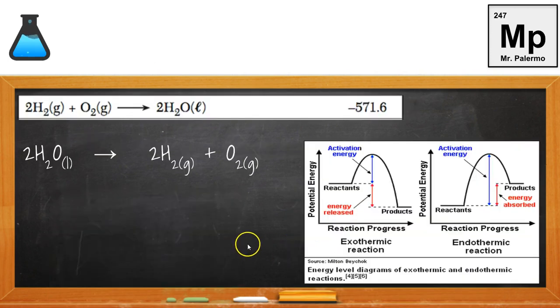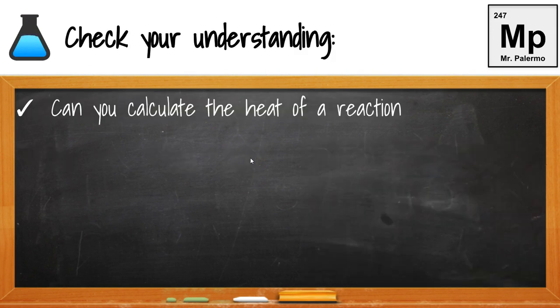And so on Table I, if you look at an example like this where we are synthesizing water, it's a negative delta H, meaning exothermic, which the graph is going to look like this here. And then if we reverse the reaction where we decompose water, we're going the opposite direction, and that's why we switch the sign. For endothermic, now it's products minus reactants, we end up with a positive value, and that's why it's a positive 571.6. Let's check your understanding. Can you calculate the heat of reaction?